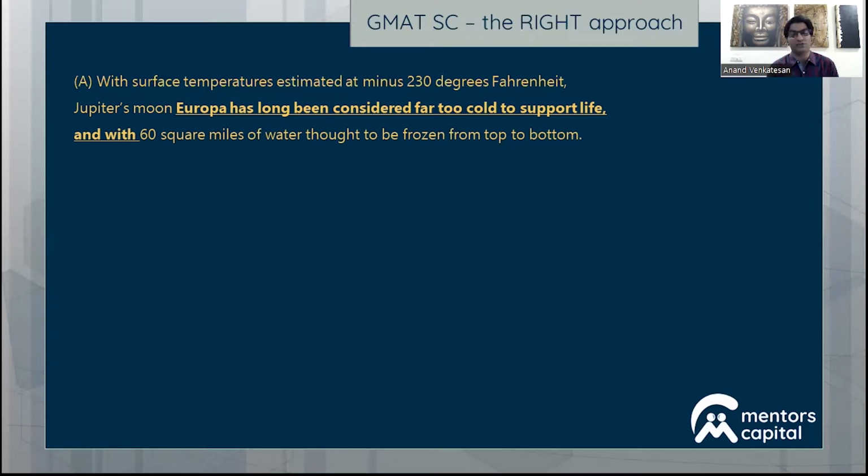And so we look at this sentence and you'll notice right after Fahrenheit there's a comma, and then Jupiter's moon Europa has long been considered far too cold to support life, and this portion is enclosed within commas, right? And so that gives me a big clue that this is the portion which might act as the modifier. At least I'm starting to imagine that. But actually, what happens here is that the first portion, that begins with a with, is the modifier, right? So with, somebody did something, right? So in this case, with surface temperatures estimated at minus 230 degrees, right?